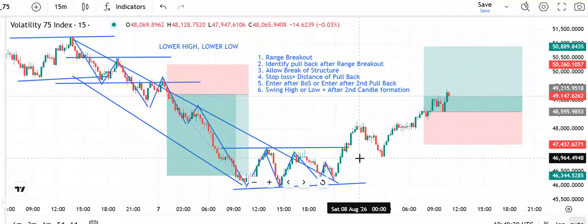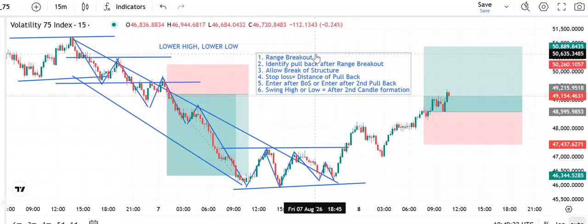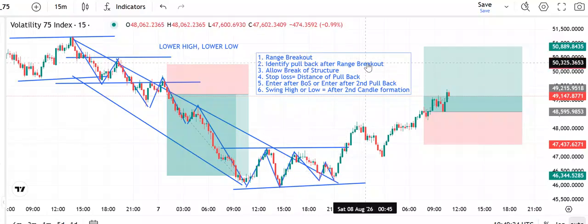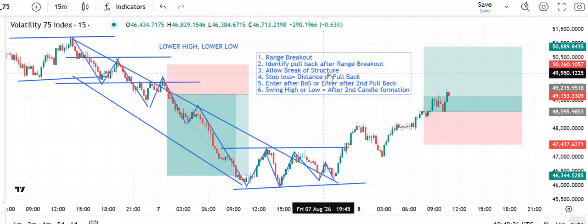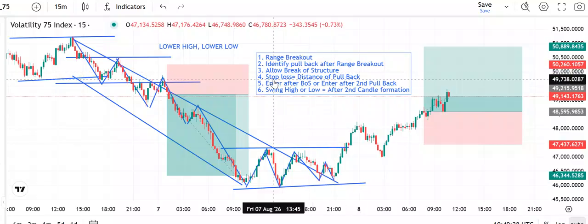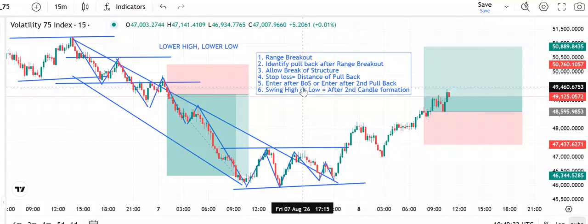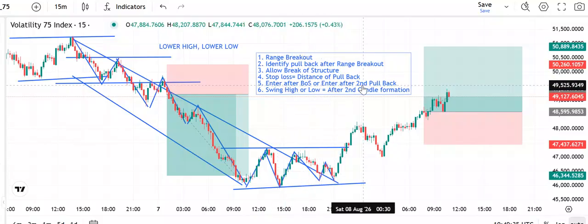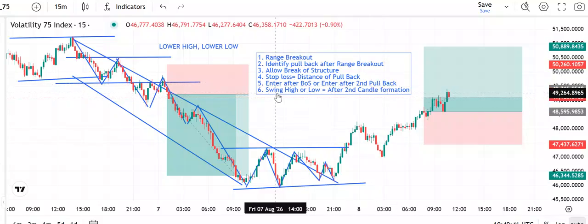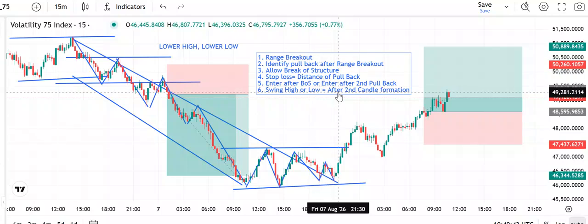So that's the strategy. The first step is range breakout. Second step, identify pullback after range breakout. Third step, allow break of structure. Fourth step, stop loss because of distance of pullback. Fifth step, enter after break of structure. Enter after second candle in the pullback. Then sixth, swing high or swing low is going to form after second candle formation.